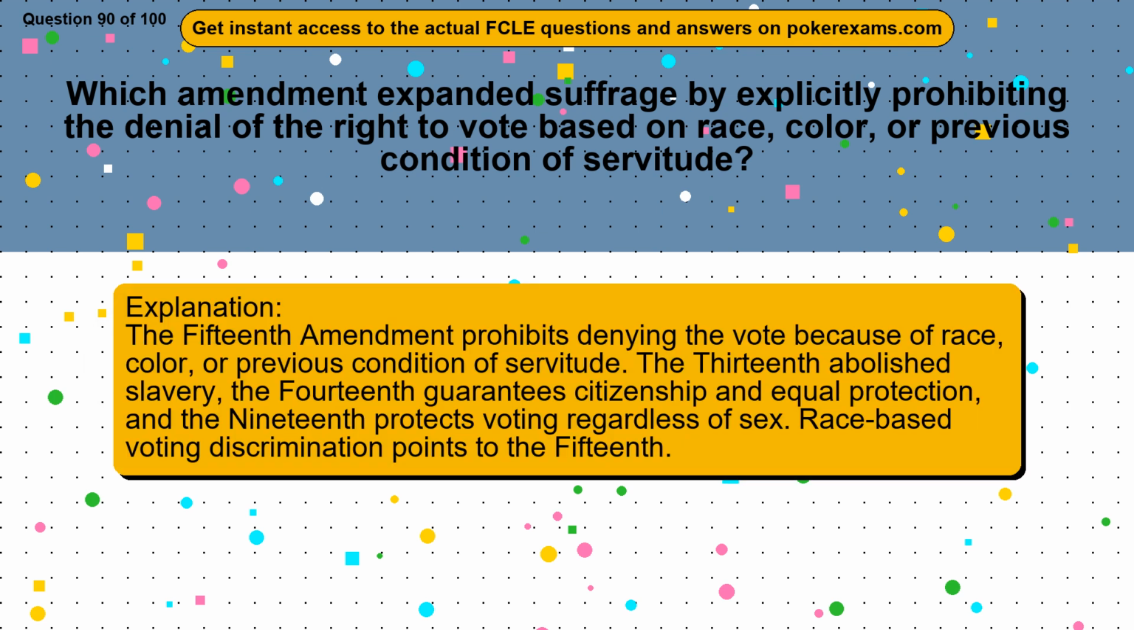The 15th Amendment prohibits denying the vote because of race, color, or previous condition of servitude. The 13th abolished slavery, the 14th guarantees citizenship and equal protection, and the 19th protects voting regardless of sex. Race-based voting discrimination points to the 15th.